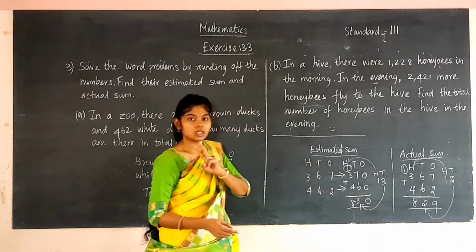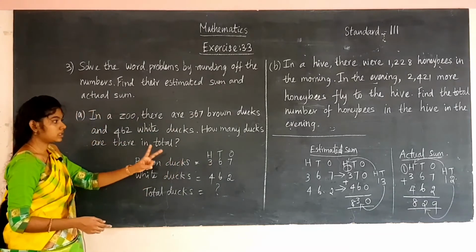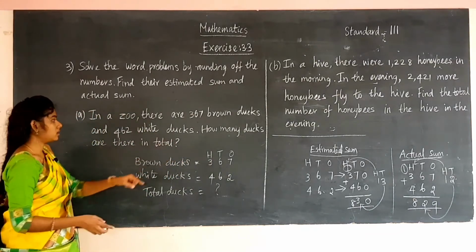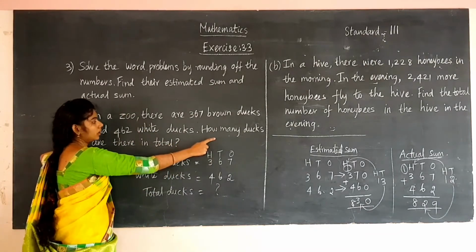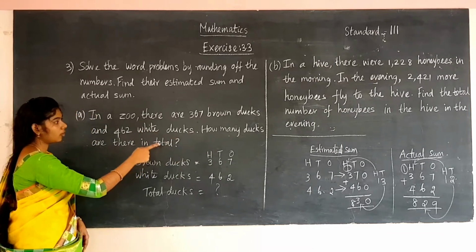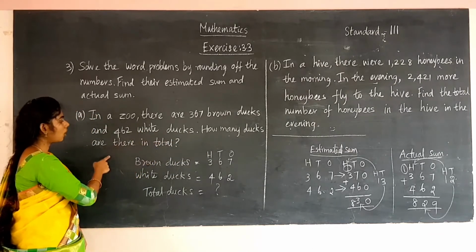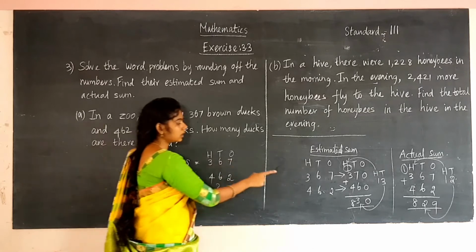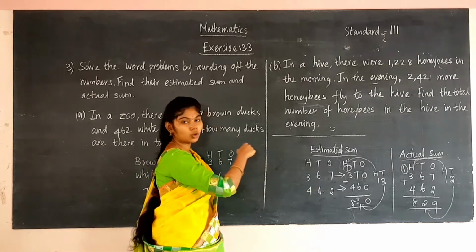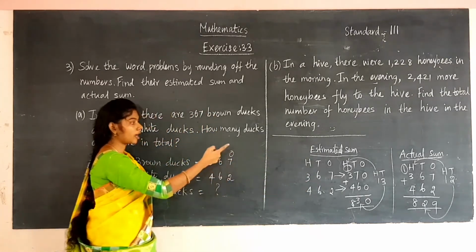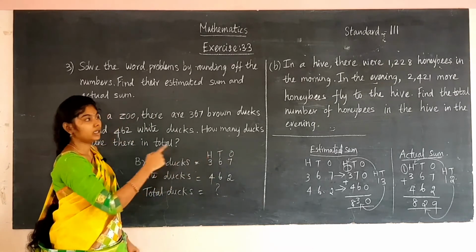There are two answers for this. That is, one is the estimated sum answer and then the actual sum answer. So you have to write the ducks. How many ducks are there? For the estimated sum we have got the total number of ducks as 830 and the total number of ducks we have got by the actual sum is 829.